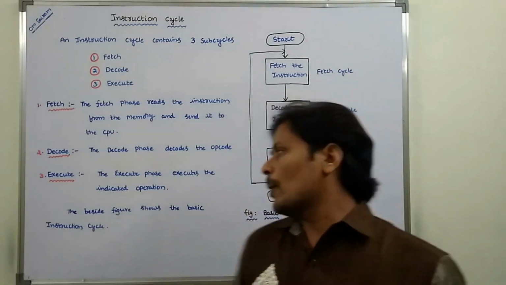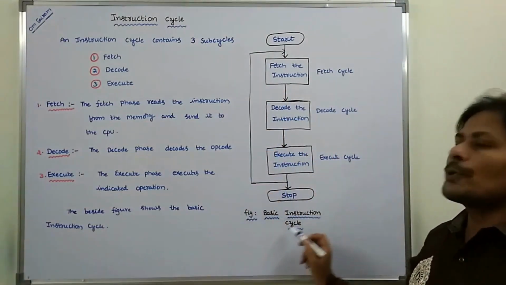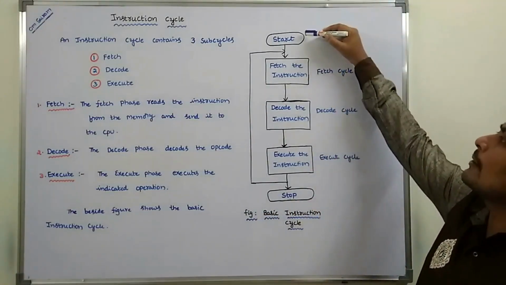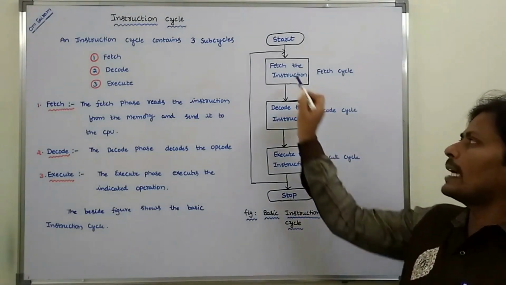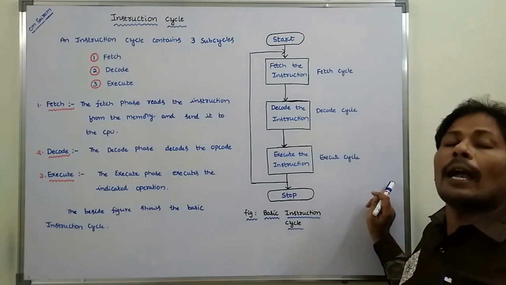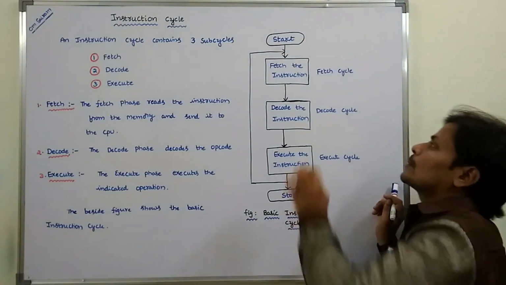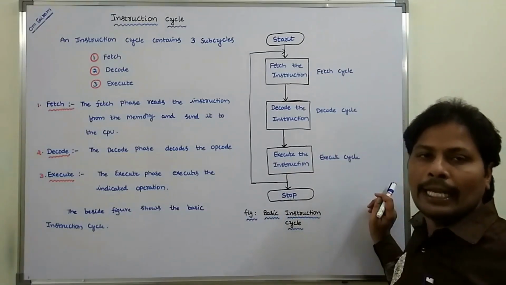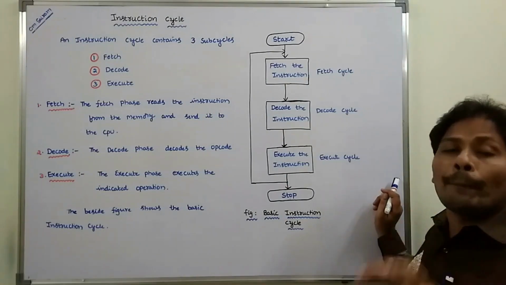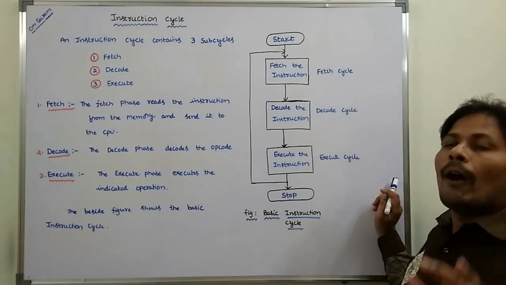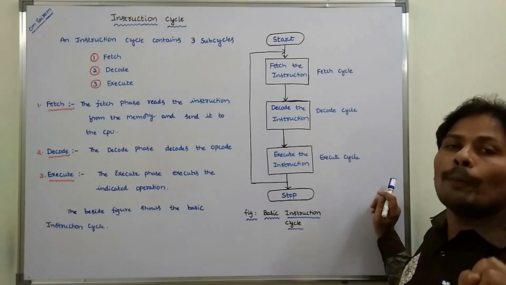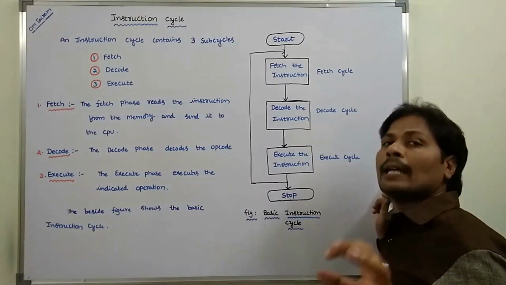So this diagram shows the basic instruction cycle. In that one, first start, second, fetch the instruction from the memory and send it to the CPU. So this can be done in fetch cycle. In decode cycle, we have to decode the opcode in the instruction by using the 3x8 decoder, because the opcode contains 3 bits as input.